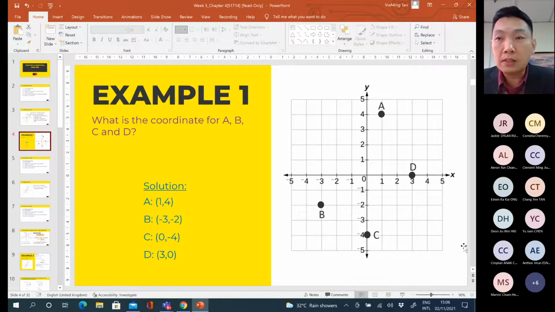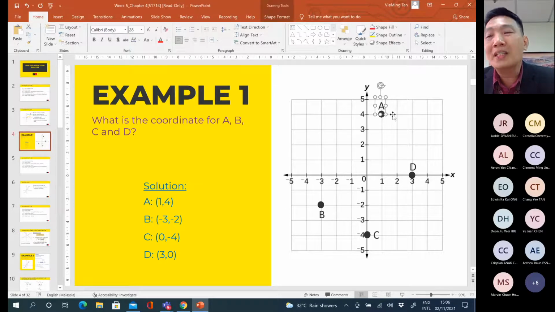All right, so let's start with point A, (1, 4). So x is 1, so you go to the x-axis and find 1. 1 is here. Then y is 4, which should be here, right? So the intersection point of x equal to 1 and y equal to 4 is the coordinate of A, which is here. You jot down a point here, and then you can name this as coordinate A or point A.